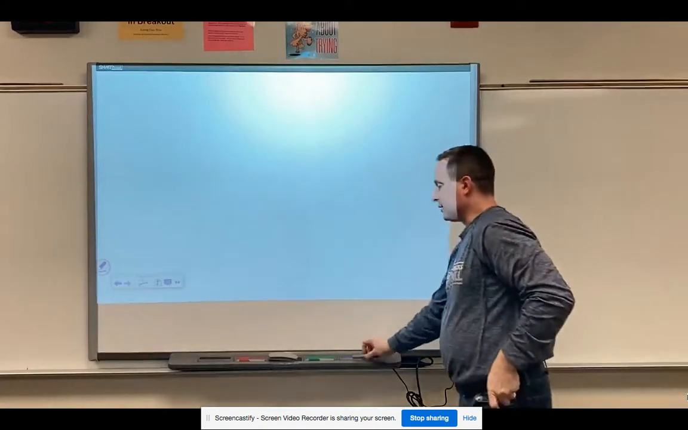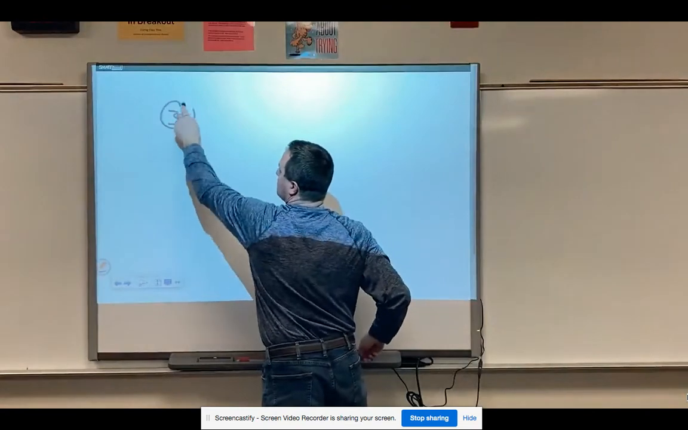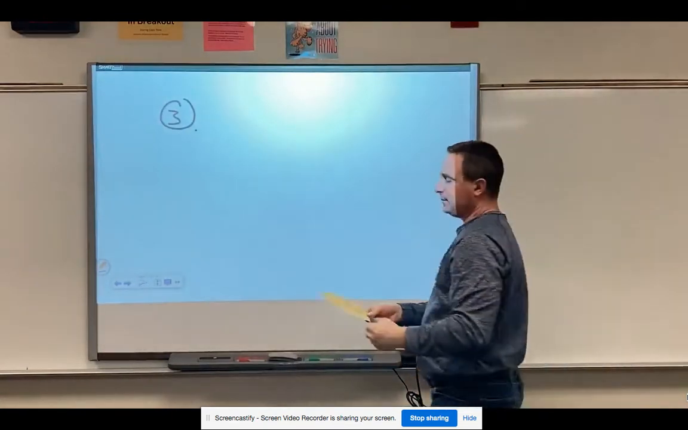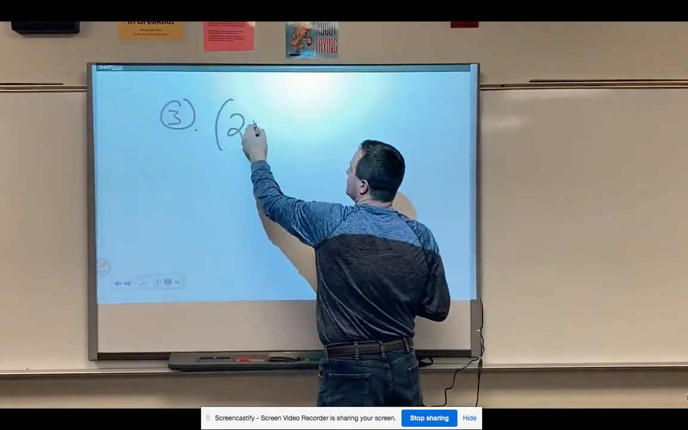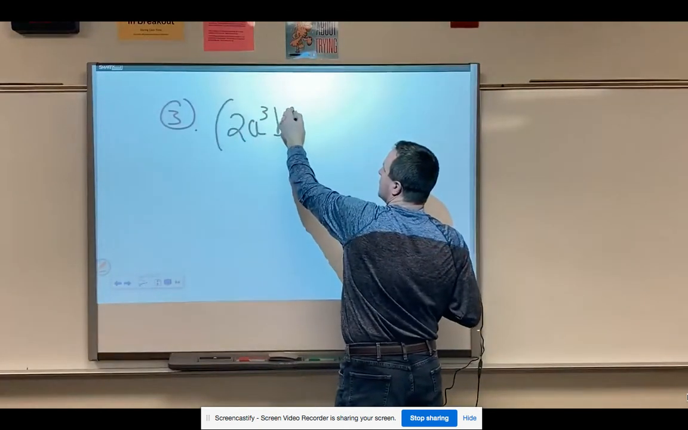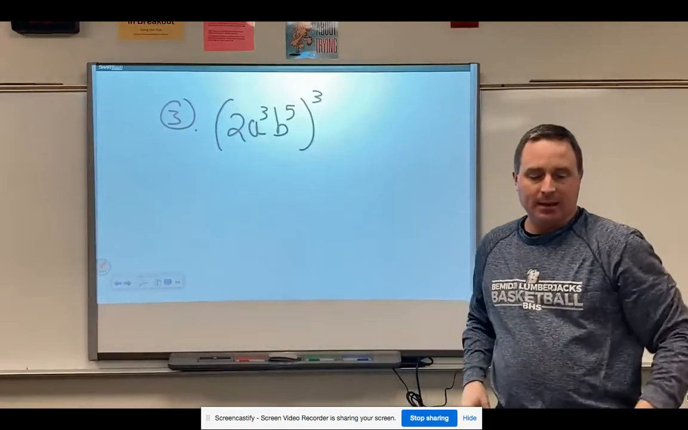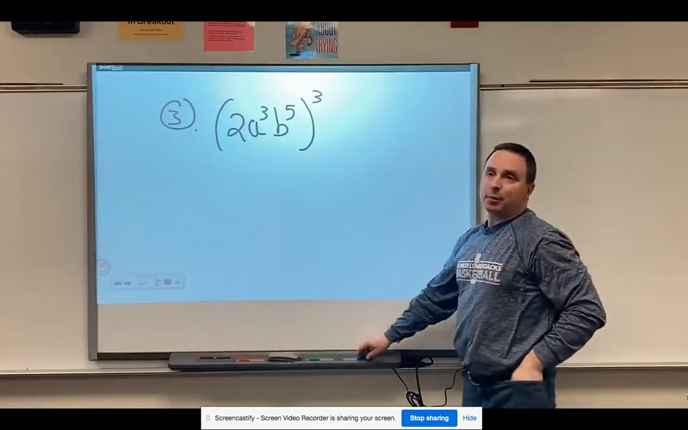Okay, let's try this one. Here's number 3. Just a couple more. How about this? 2a cubed b to the 5th, all to the 3rd. Now, if you look carefully here, there's one on the outside of the parentheses.